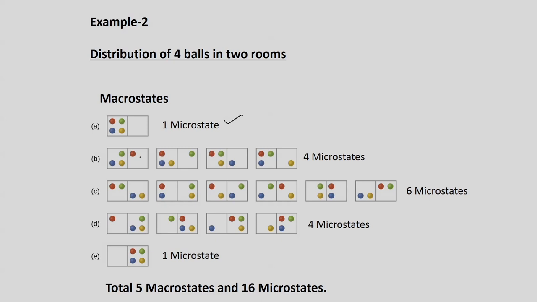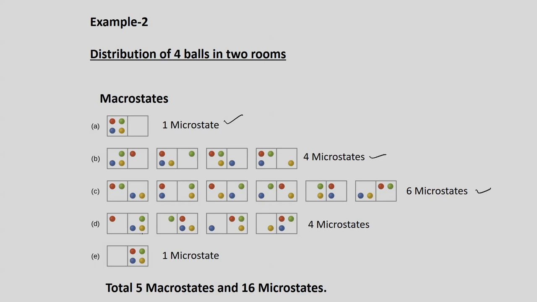And now we can change the ball, meaning three balls in the first room and one ball in the second room. For this kind of arrangement we get four microstates. Now we can have an equal number of balls in both rooms, meaning two each. If we rearrange the balls, we get six different possibilities here.